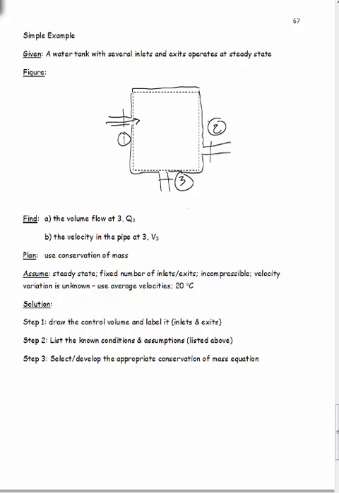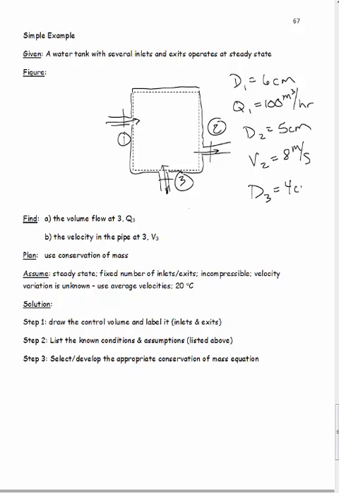We have an inlet here, an exit here, and we don't know if this is an inlet or exit at 3. And we're given some information too. D1 is 6 centimeters, Q1 is 100 meters cubed per hour. D2 equals 5 centimeters, V2 is 8 meters per second, and D3 is 4 centimeters. So we're supposed to find, first of all, the volume flow rate at 3, Q3, and the velocity in the pipe at 3, V3. And what we're going to do is use conservation of mass for this.